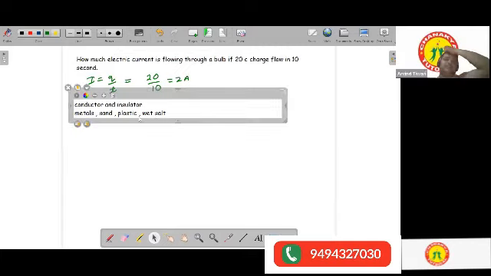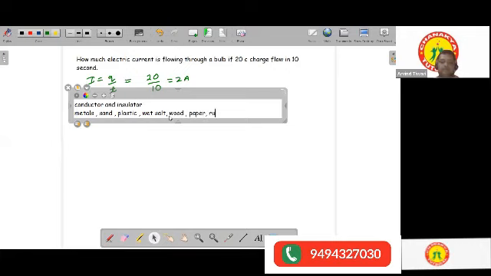So conductor and insulator: metals, sand, plastic, wet salt. If you identify these substances, you have, let's say, wood, paper, rubber, and a blade. Out of these, which substances will be good conductors of electricity? Which will be the conductors and which will be the insulators?